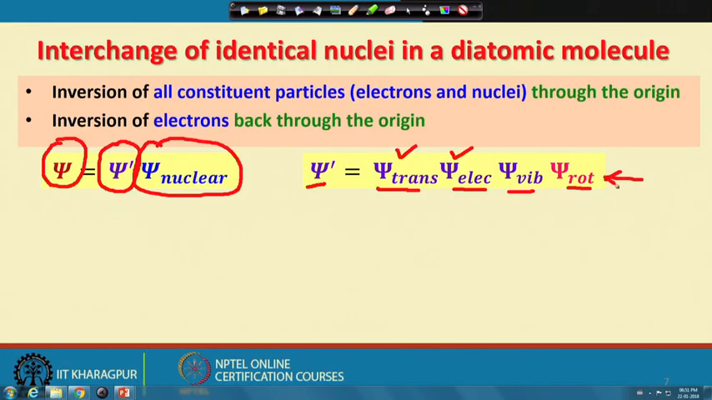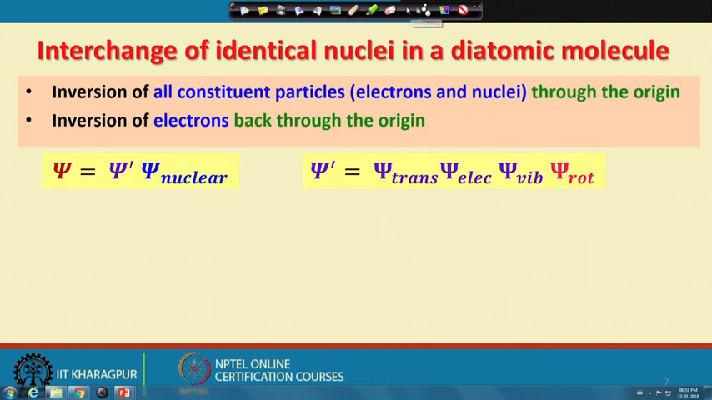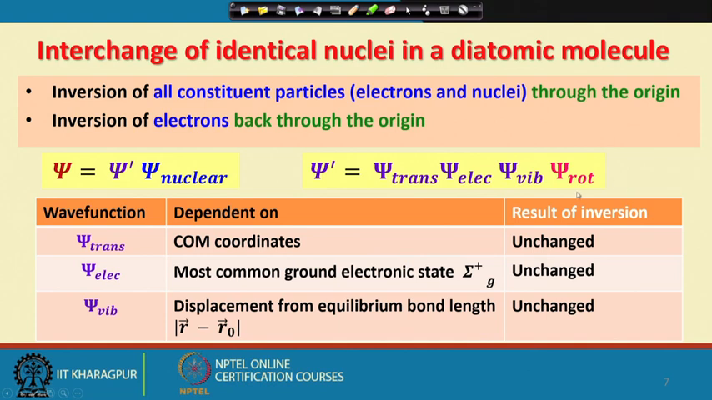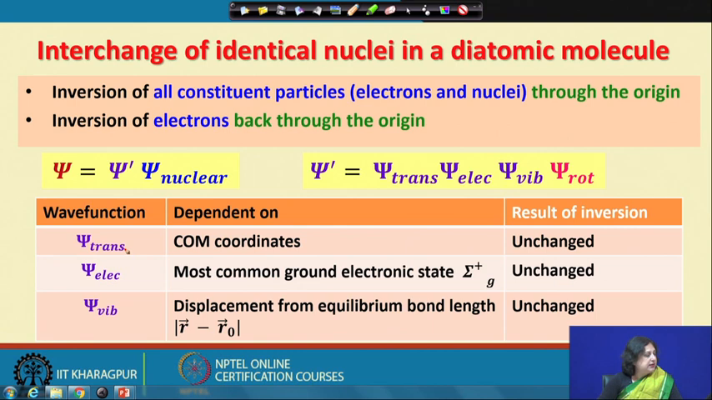So, once we have this in hand, then the question is, when I do the inversion or carry out some kind of a coordinate transformation, what would be the result of such transformation on the different parts of psi prime? So, let us investigate the different parts of psi prime to start with, and this is what we get. Now, the first term, psi trans, depends only on the center of mass coordinates.